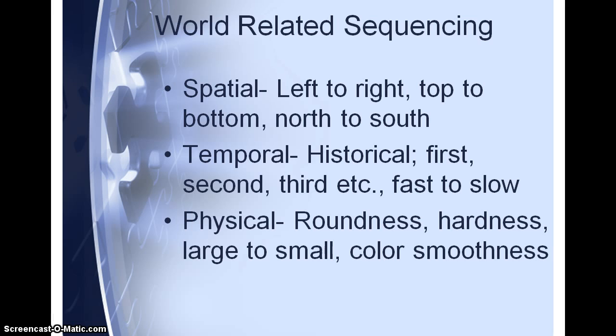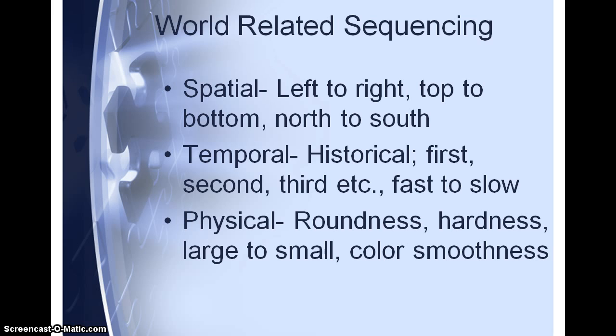Our next sequencing category is world-related sequencing. World-related sequencing takes into account how we define and order the things around us. As you can see by the subcategories presented on this slide, these tend to be concrete. Spatial sequencing would cover objectives in a logical order, left to right, top to bottom, north to south. A biology teacher might describe a plant, starting with the flower and moving towards the roots in sequence.